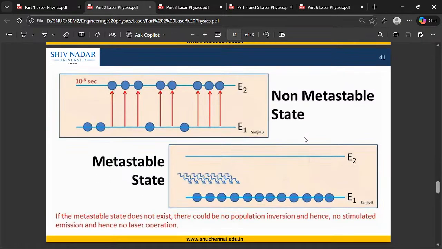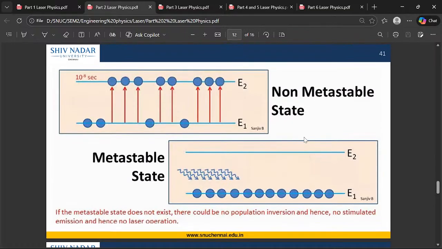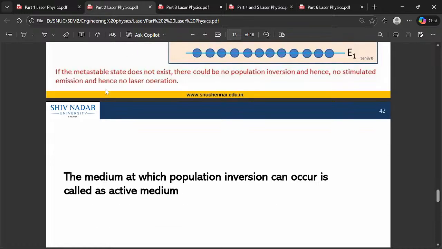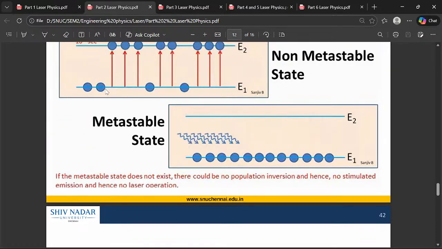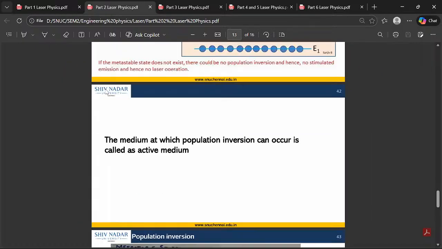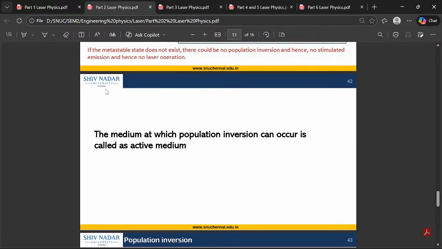This basically explains the metastable state. A metastable state is a state between E2 and E1, where excited electrons can be placed so that they have an extended lifetime. The medium in which the population inversion can occur is called an active medium. So we have Nd:YAG, CO2, and semiconductor lasers.